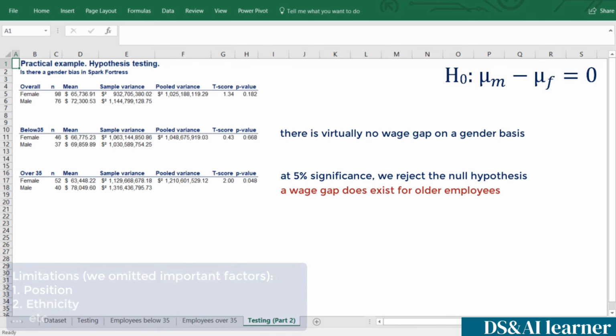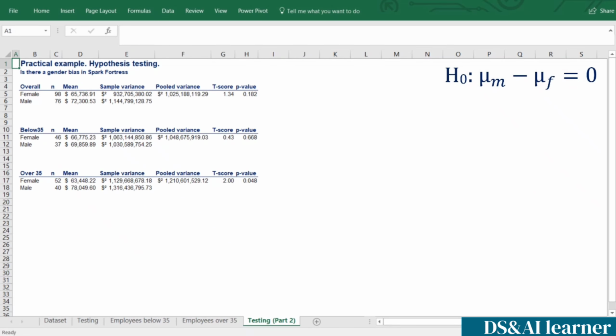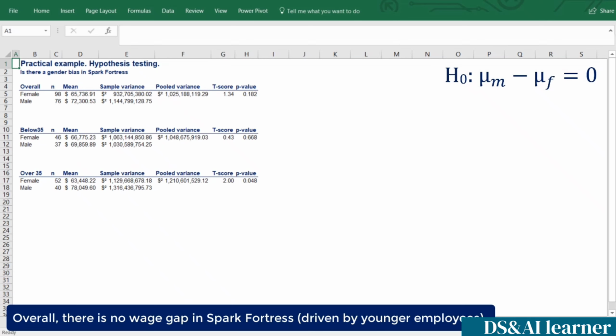A limitation of this analysis is that we omitted other factors, such as position and ethnicity, so we are not completely sure what's going on in the firm, but we can say that overall, there is no wage gap in Spark Fortress, and this is driven by wage equality among young employees. This is a good indicator, as it means that the company is firmly moving towards complete equality.